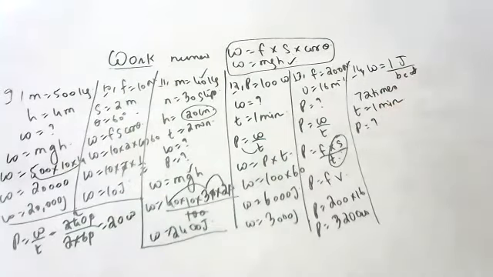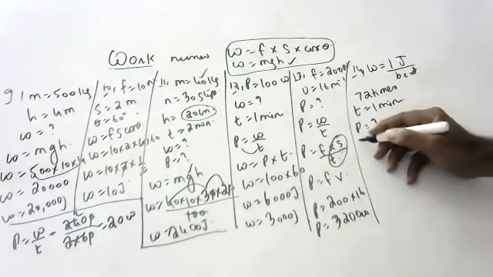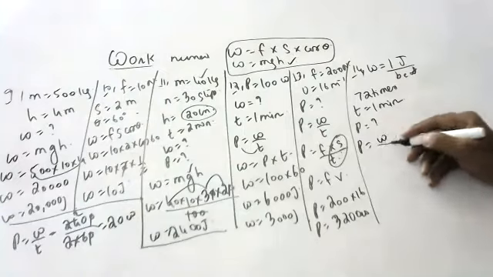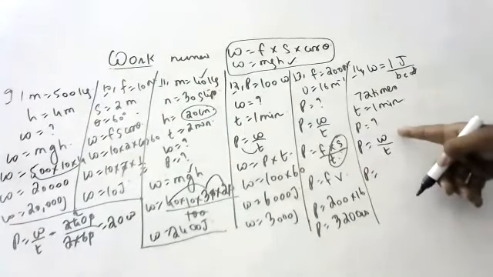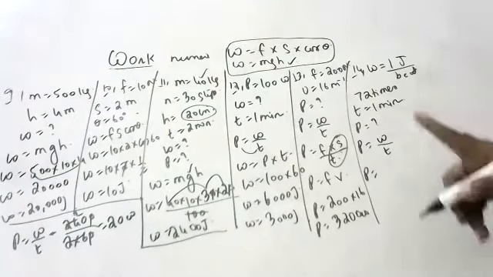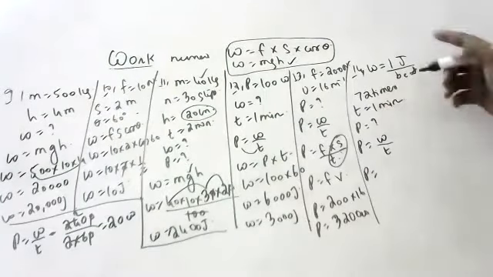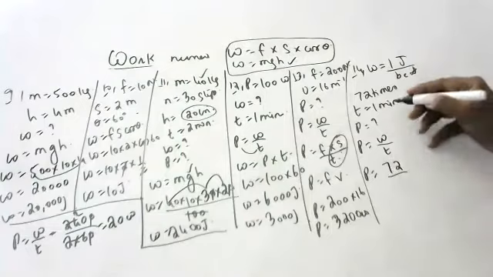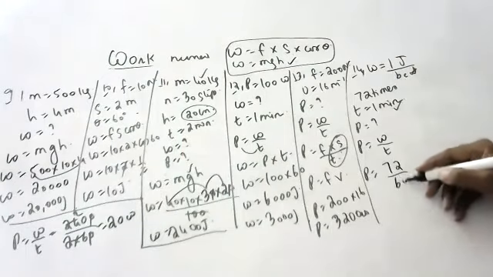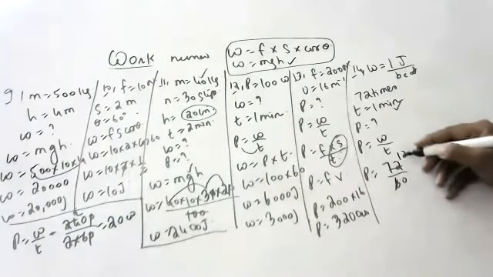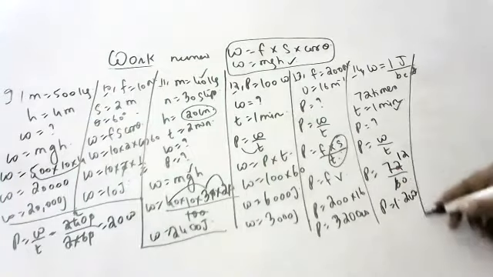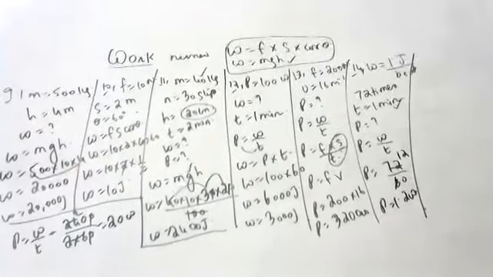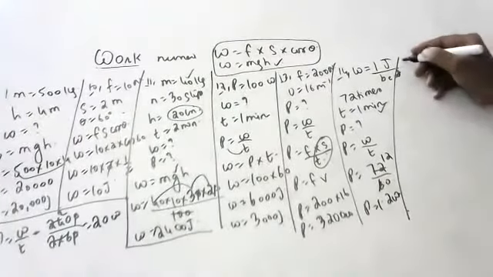Tell me. Power is equal to work by time. What is the work? 1 beat is 1 joule, so 72 beats means 72 joules. And 1 minute means 60 seconds. So 72 by 60 is 1.2 watts. That is the power of the heart. Very good. Fantastic.